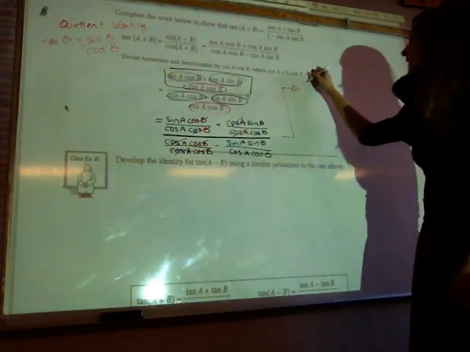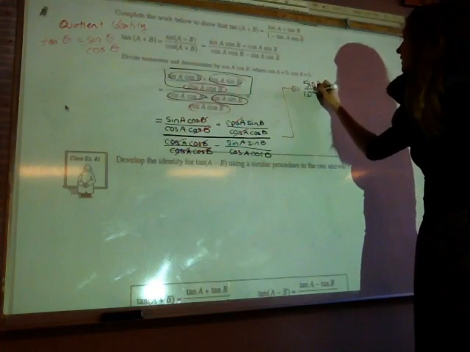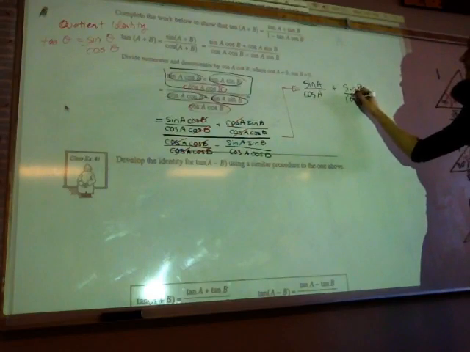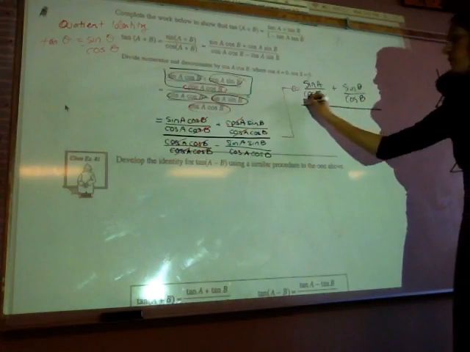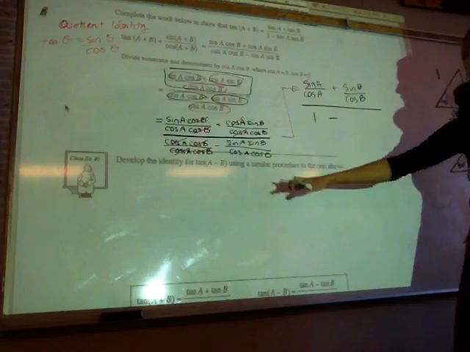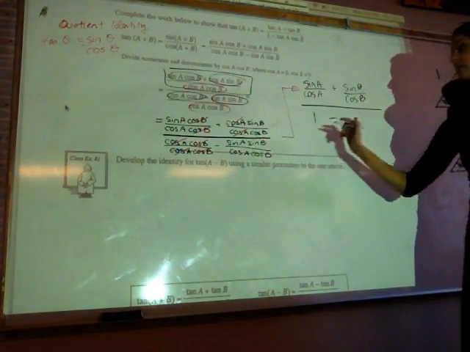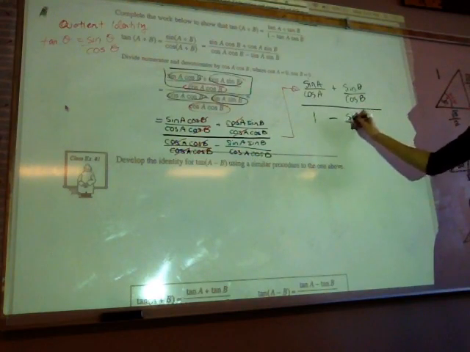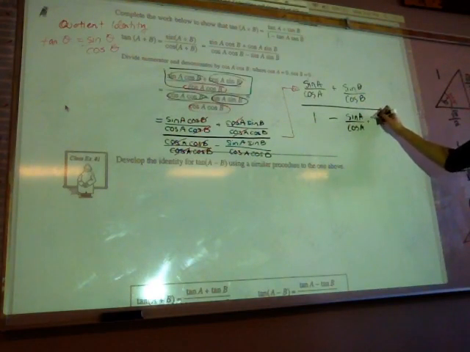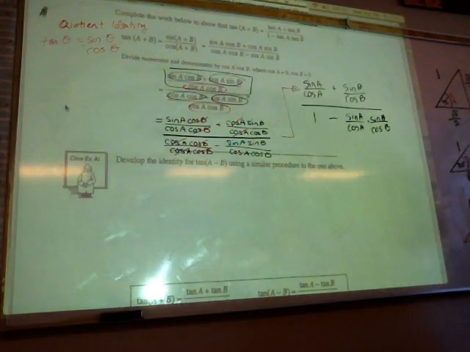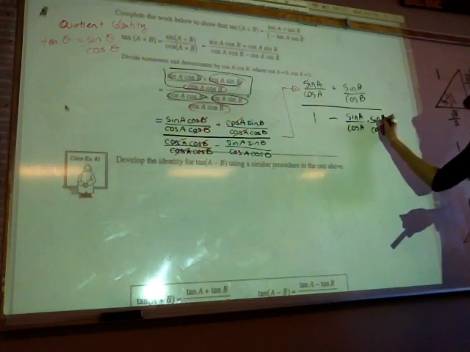So we're left with sine A over cosine A plus sine B over cosine B, all over 1 minus, if these all cancel out, it becomes 1. And we're subtracting now sine A over cosine A times sine B over cosine B. You could just write it like this too.